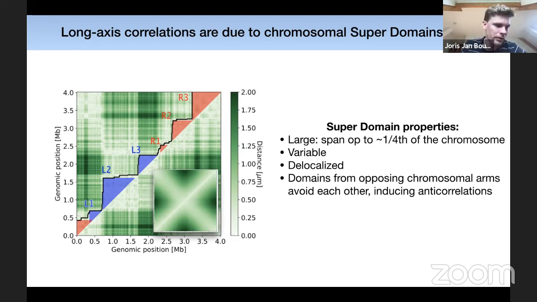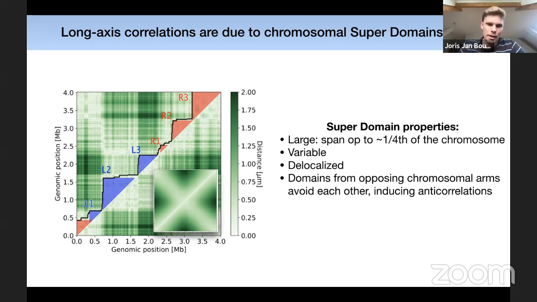And we found what the connection is to this correlation map, namely that domains from opposing chromosomal arms have a tendency to avoid each other. This means if we have a group of domains from one chromosomal arm and another group from the other arm that overlay, then as soon as one tends to move to the left a bit, the other would move to the right to keep on avoiding it. And this induces the anti-correlation pattern that we see.